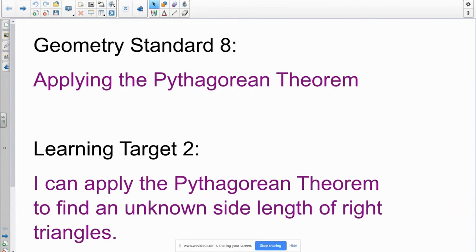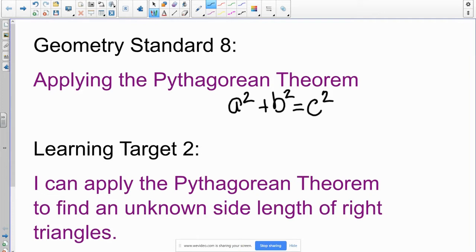Math Standard 8, we're still in the geometry standard. We're still looking at applying our Pythagorean theorem, which by now you should know is a squared plus b squared equals c squared. Learning Target 2 is going to ask us to apply this Pythagorean theorem to find unknown side lengths of right triangles. So you could be missing, if we review here quickly.